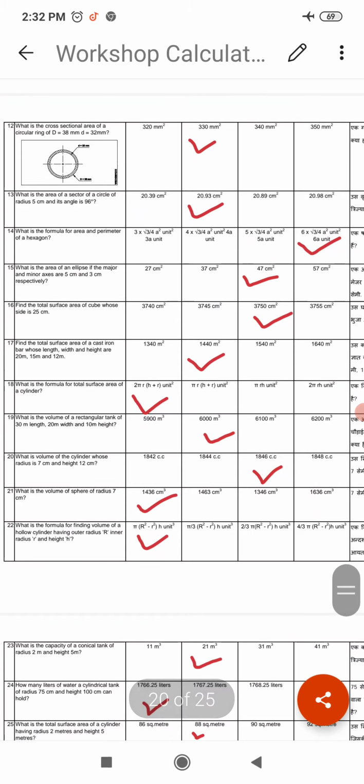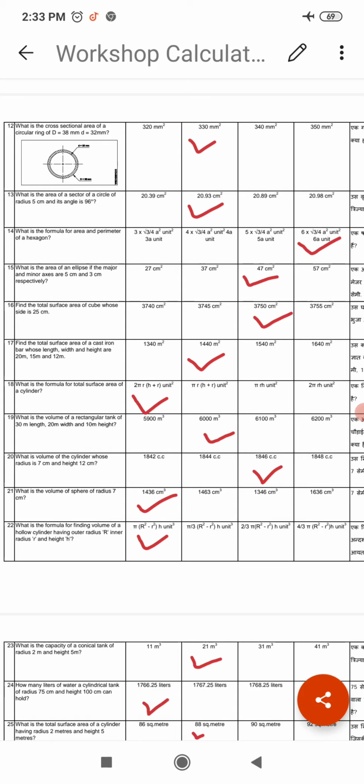Next, what is the cross section area of a circular ring? D is equal to 38 mm. d is equal to 32 mm. 330 mm square. What is the area of a sector of a circle of radius 5 centimeter? Its angle is 96 degrees. Its answer is 20.93 cm square. What is the formula for area and perimeter of a hexagon? 6 into root 3 by 4 a square unit square, 6a unit.